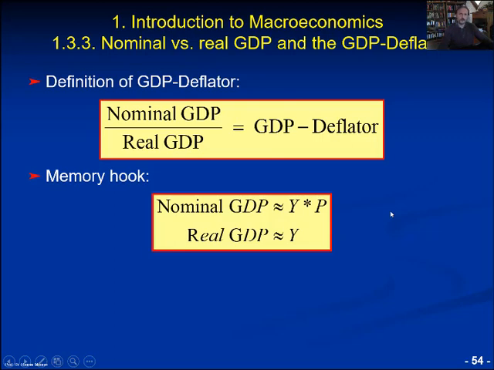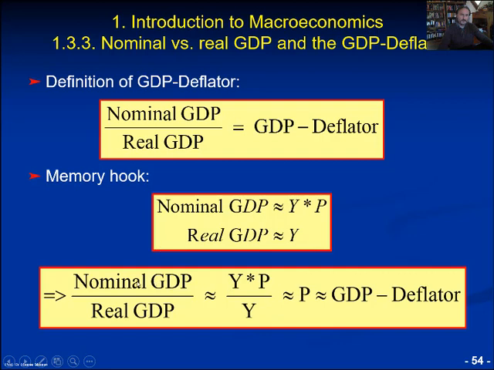Let's assume we would produce only one good in an economy. Then the nominal GDP would be the production quantity of this good, Y, times the price of this good, P. Real GDP would simply be the production quantity of this one single good. Now, if we divide nominal GDP by real GDP according to this formula, we would have production quantity times price over the production quantity. And as a result, the production quantities cancel each other such that the result is actually the price level of this good. So I think this memory hook shows in an intuitive way why the GDP deflator calculated according to this formula contains information about the price level in an economy.